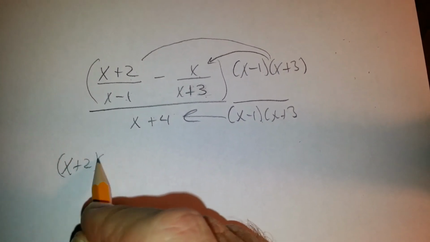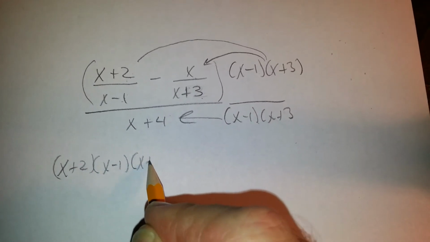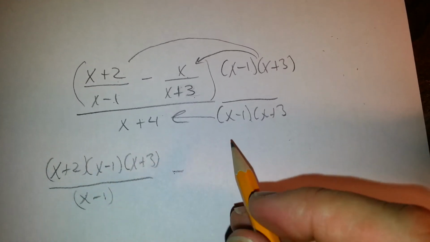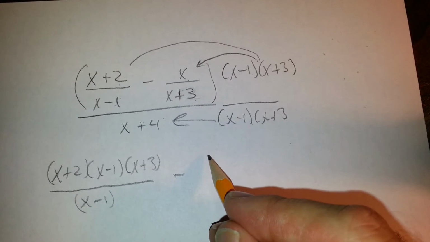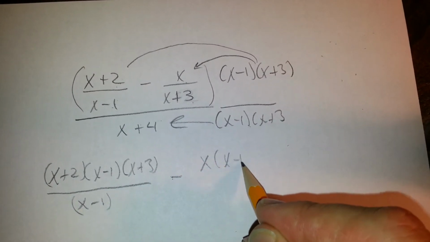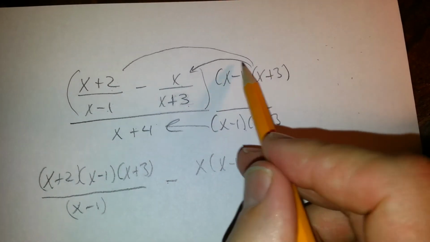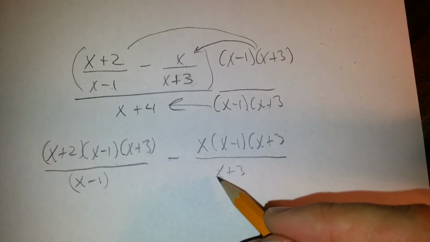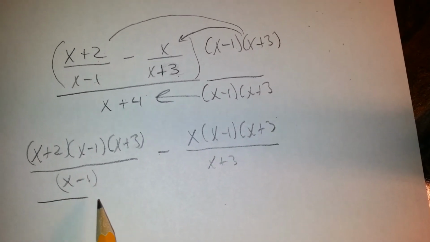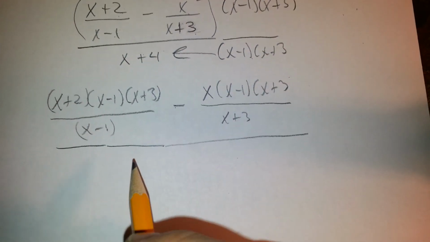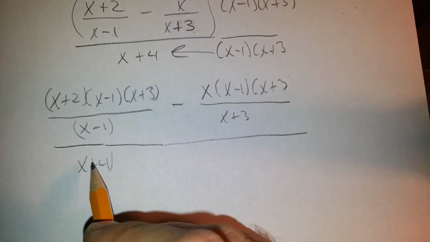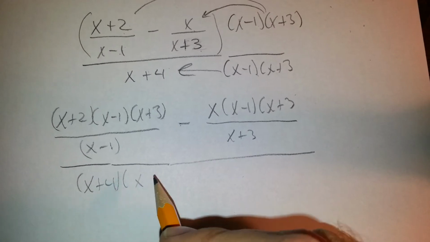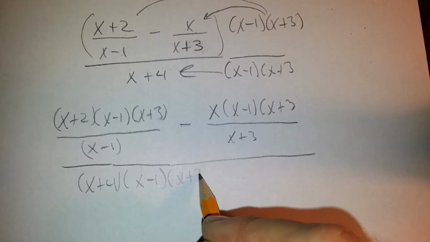x plus 2 times x minus 1 times x plus 3 over x minus 1 minus x times x minus 1 times x plus 3, that's this part, okay? All right, all of that's over x plus 3, okay? And then I have all of this underneath this x plus 4, okay? Let me see if I can get this. Times x minus 1 times x plus 3.